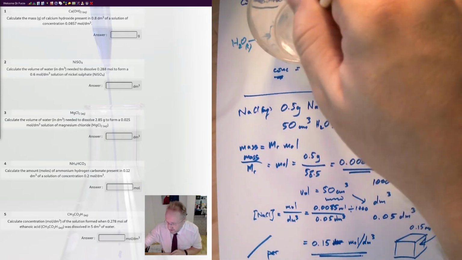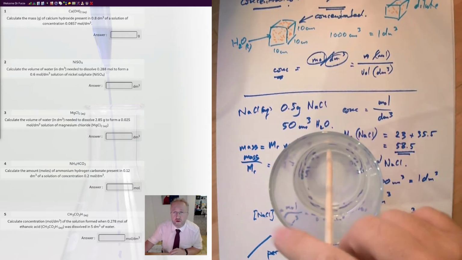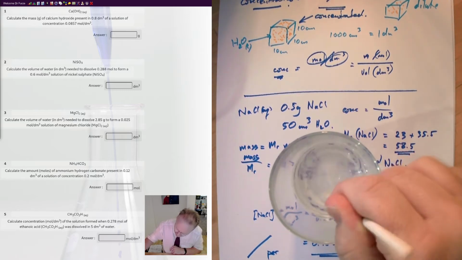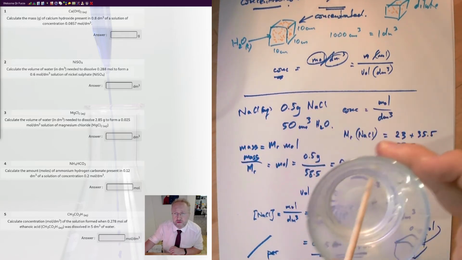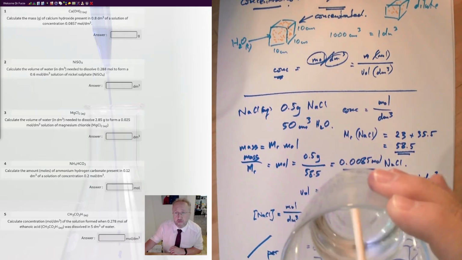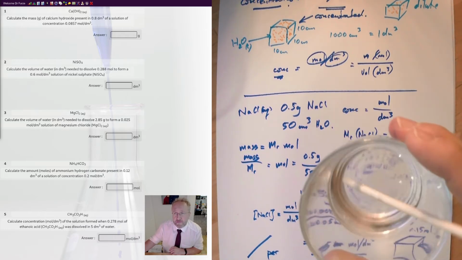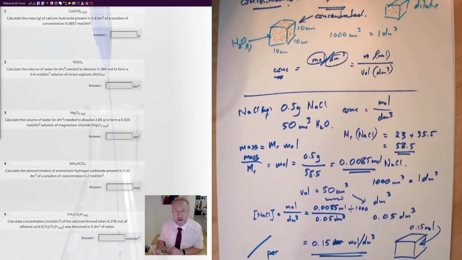Okay, and we can see that this is almost all dissolved. So the solution is moles of salt per decimeter cubed. Okay, and that's pretty much all dissolved now. Obviously this is only 50 centimeters cubed, so this will be 0.0085 moles, but that is the concentration of the solution. Okay, let's work through some of the questions up here.